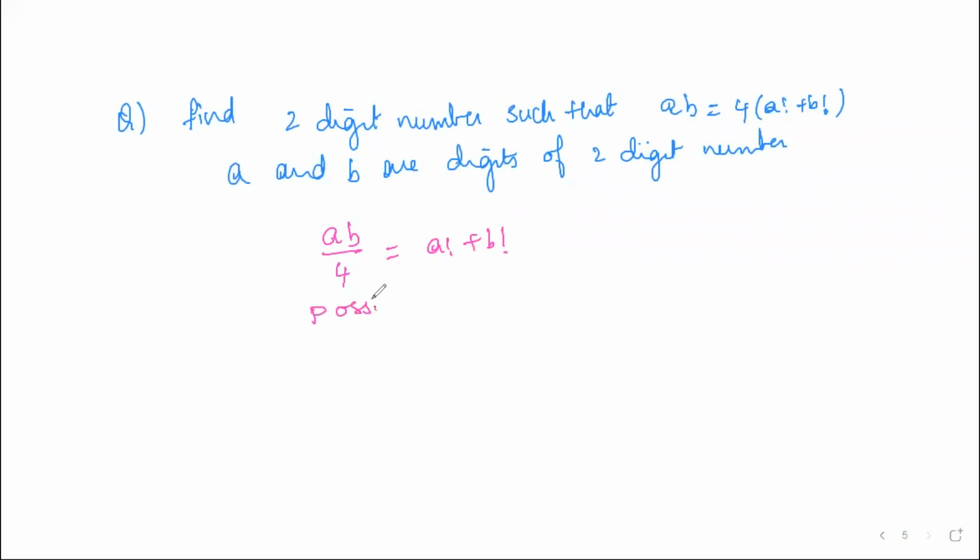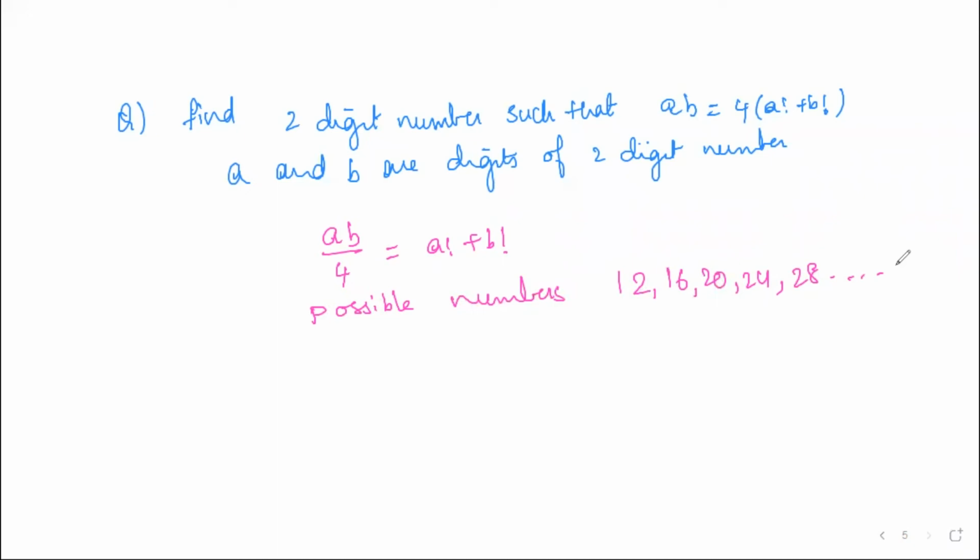So possible numbers for AB are like 12, 16, 20, 24, 28. I have to write these numbers less than 100 because it's a two-digit number.